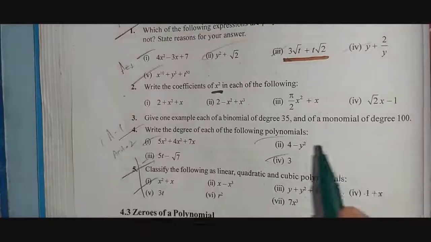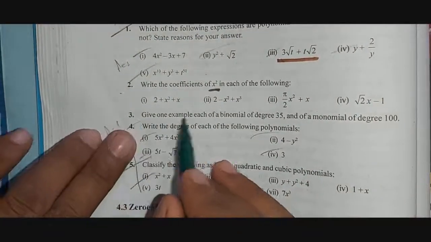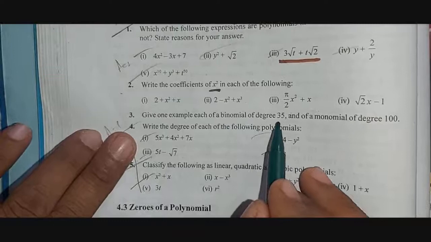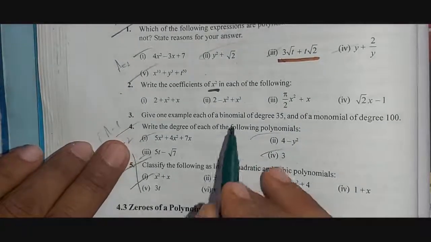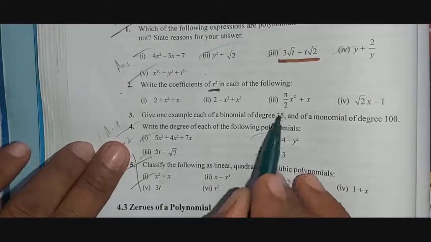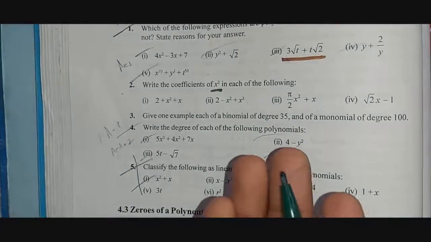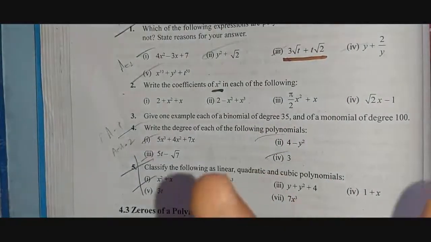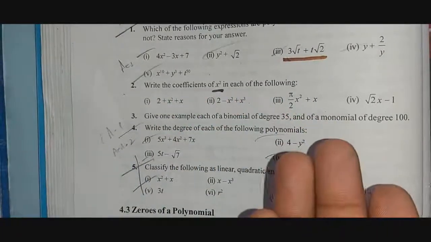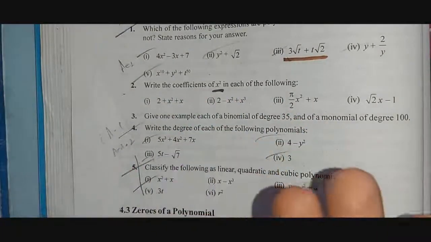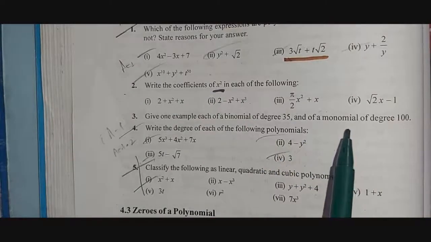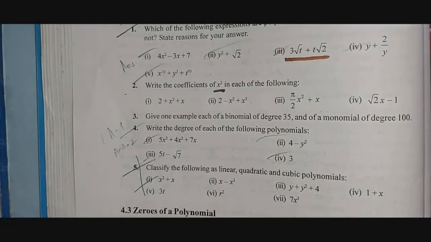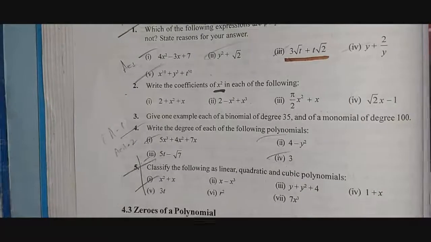Okay, dear students, now let us discuss the third main question. Give one example each of a binomial of degree 35 and a monomial of degree 100. Very simple. Binomial of degree 35, the degree has been given, so it is very simple. Binomial means how many terms? 2 terms. So it can be written as x to the power of 35 plus x to the power of 34. And a monomial of degree 100 means x to the power of 100. Very easy.